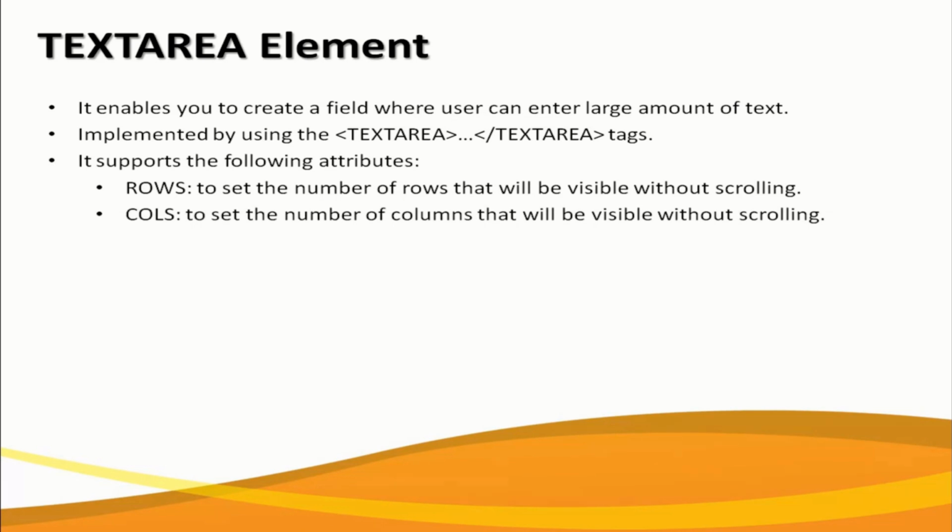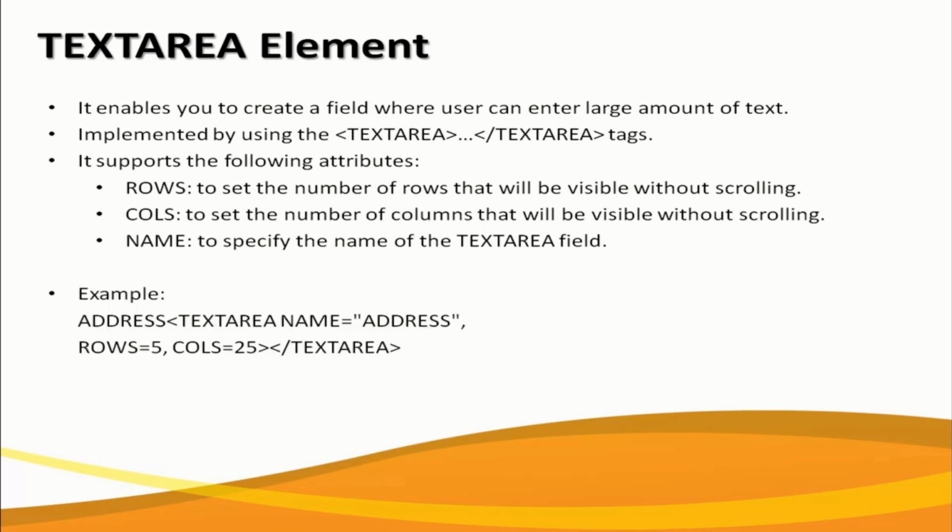Cols. This attribute enables you to set the number of columns of text that will be visible without scrolling left or right in the field. Name. This attribute enables you to specify the name of the textarea field. Consider the following code.